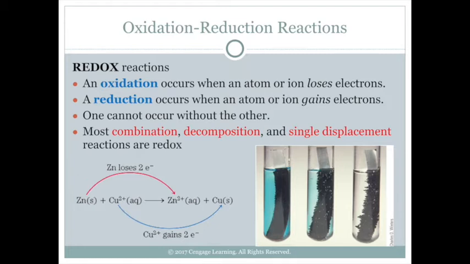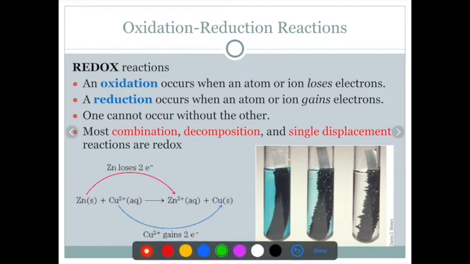Most of the redox reactions are combination, decomposition, and single displacement reactions. So the reaction there on the slide is a single displacement reaction. So you have zinc and copper. Zinc is a solid, copper is aqueous, so that's in the solution. If you look at the picture, that first test tube with the blue solution, that is the copper in the solution, okay? And then you can see, up here is the zinc before it reacts.